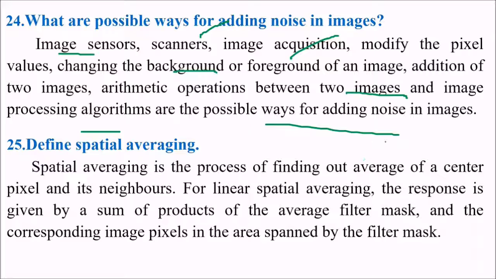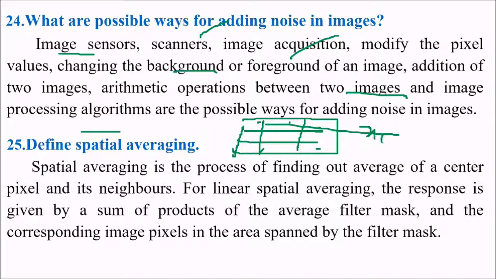Let me take you to a figure similar to what we have seen in the median. In spatial averaging, we take all 9 values, say x1 to x9. We add them all and divide by 9. Whatever the value is, we replace it in the center pixel. So spatial averaging is the process of finding the average of a center pixel and its neighbors. For linear spatial averaging, the response is given by the sum of the products of the average filter mask and the corresponding image pixels in the area spanned by the filter mask. This is spatial averaging.